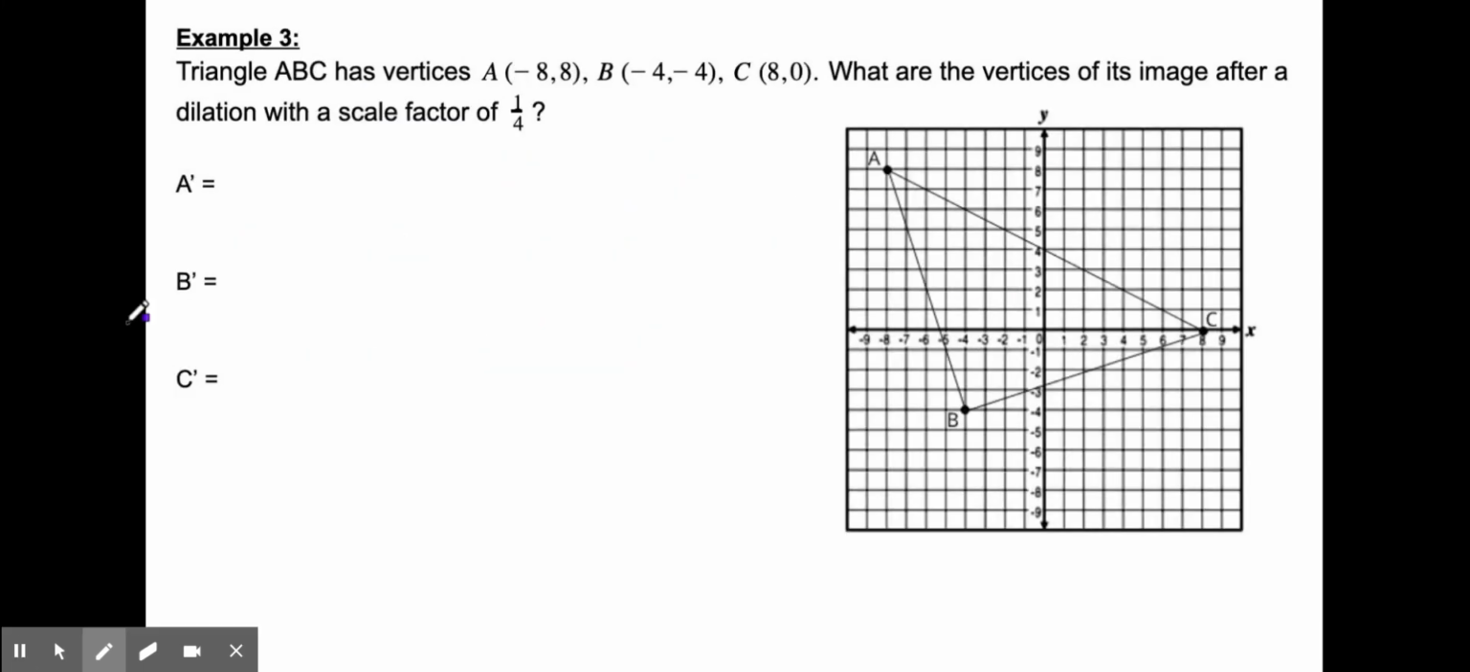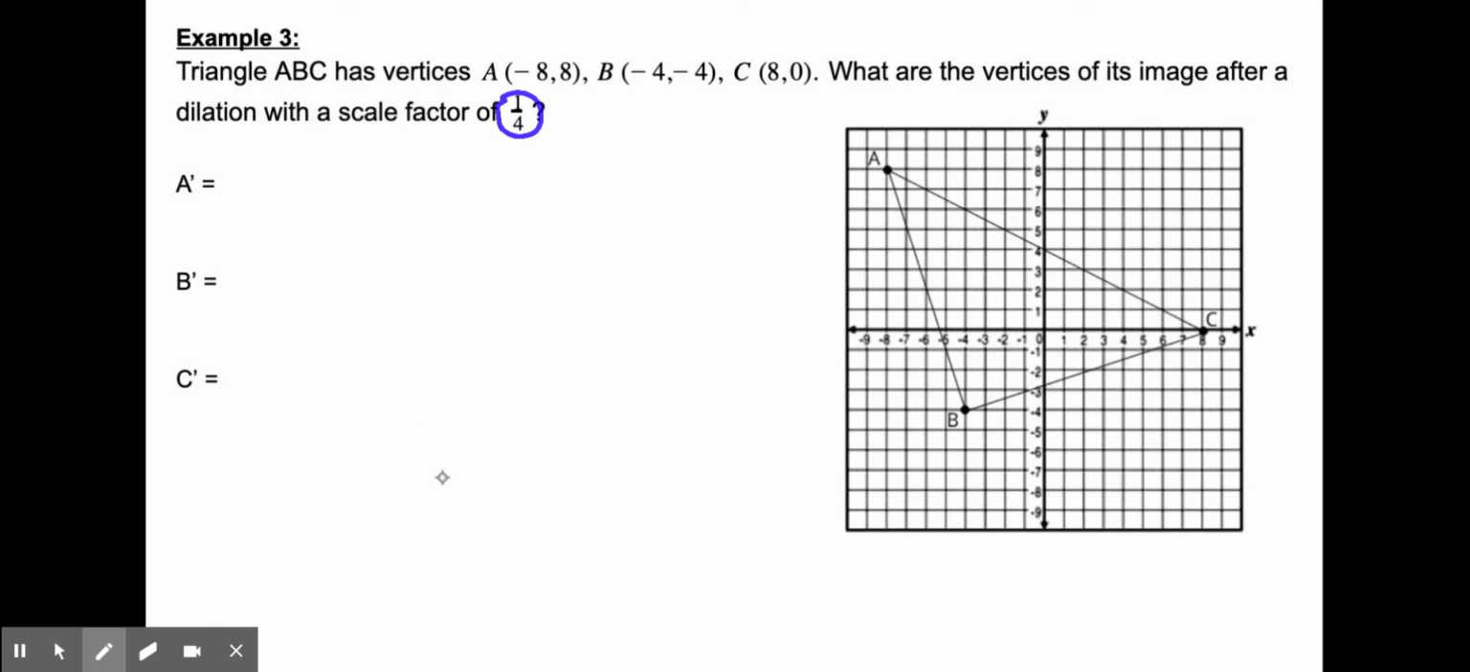Okay, so this last example, triangle ABC has vertices A at (-8, 8), there's A. B is at (-4, -4), there it is. And C is at (8, 0). And we want the vertices after a dilation with a scale factor of 1/4. So is this going to get bigger or smaller? Okay, so this is going to get smaller, right?